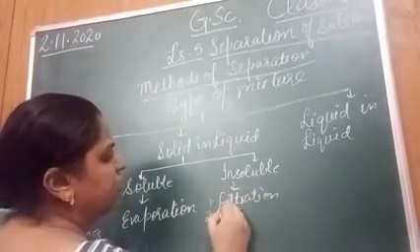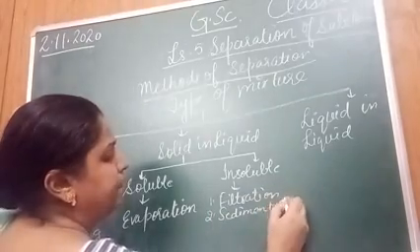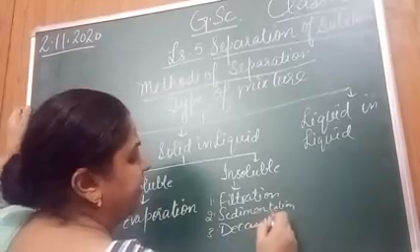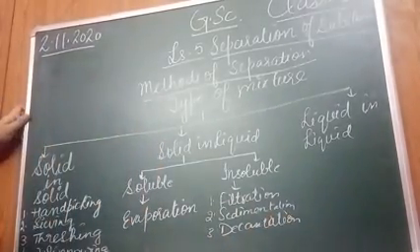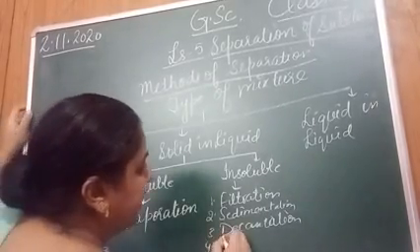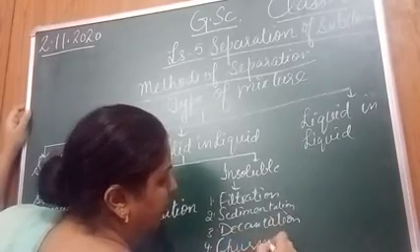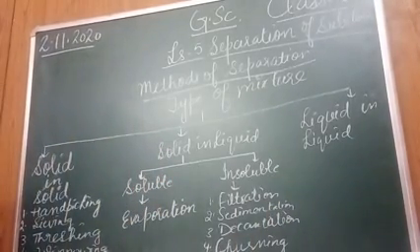sedimentation, decantation, right? Decantation, you had already done these methods in 5th standard also. And one more method is there, that is churning or centrifugation. Churning you can write. Right? All the methods I'll be explaining to you.